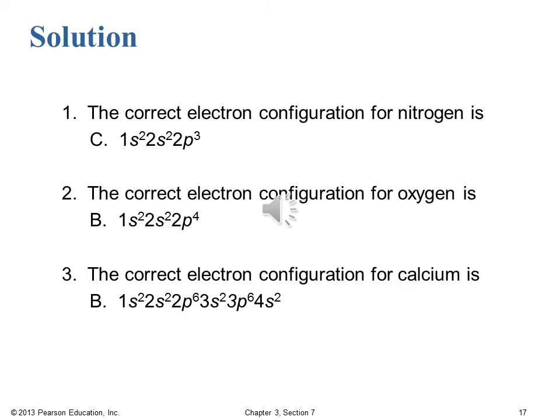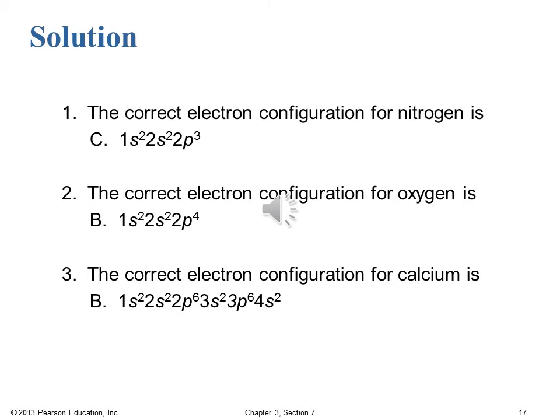Okay, for number 1, if we're looking for nitrogen, a total of 7 electrons, we should have a total of 7 when we sum all of our superscripts, so 1s2, 2s2, 2p3 is a total of 7. Choice C was the correct answer. Moving on to number 2, oxygen has a total of 8 electrons, so we should just differ by the 2p superscript, and so here we have 1s2, 2s2, 2p4, choice B.